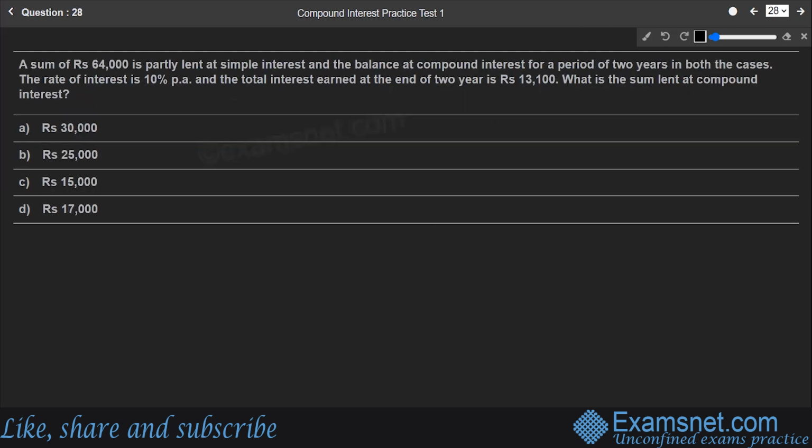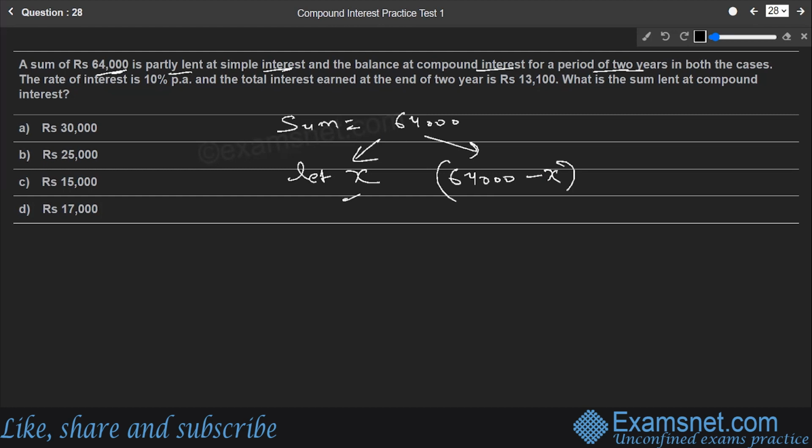Okay. Now, a sum of rupees 64,000 is partly lent at simple interest and the balance at compound interest for a period of 2 years. So what he has said, the total sum of 64,000 has been broken into different parts. Let us assume the part value. Let's say part 1 is X, and part 2 obviously will be 64,000 minus X. So it has been broken into two parts. One is X and another one is 64,000 minus X.